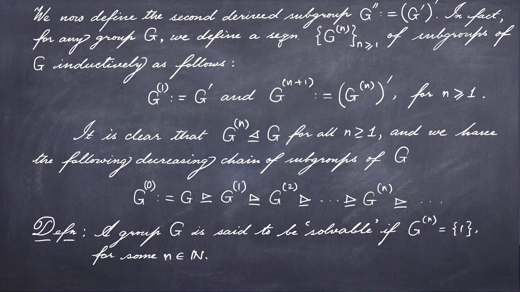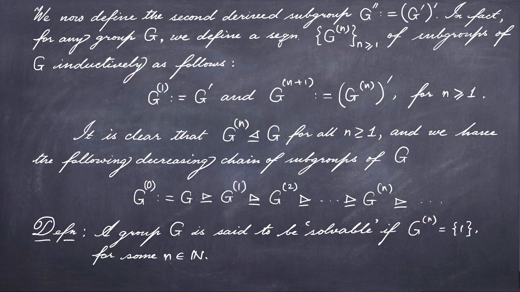We are now going to define the higher derived subgroups. The first derived subgroup we have already defined. Now the second derived subgroup is defined as the derived subgroup of G prime. In fact, by iterating this, we can define a sequence of subgroups of G. We can define a sequence inductively as follows.